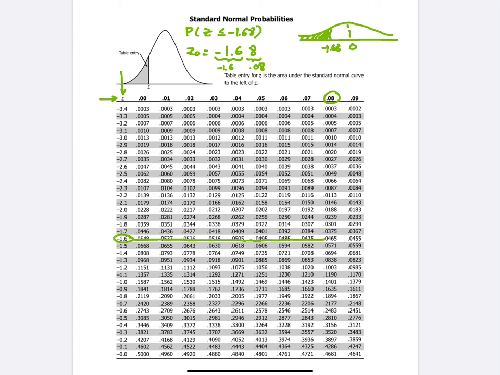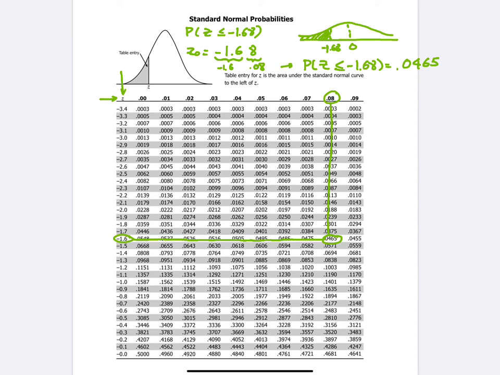So if you trace it to here, then the probability that we want to look for is that value, which is 0.0465. And so we conclude that the probability that z is less than or equal to negative 1.68 is 0.0465.